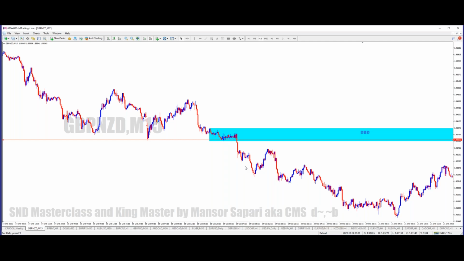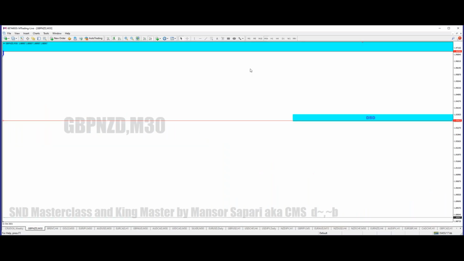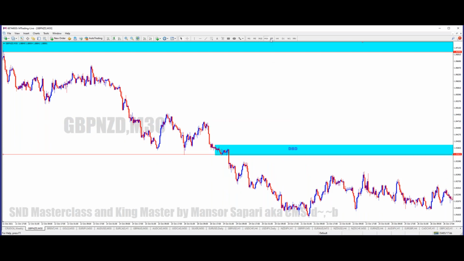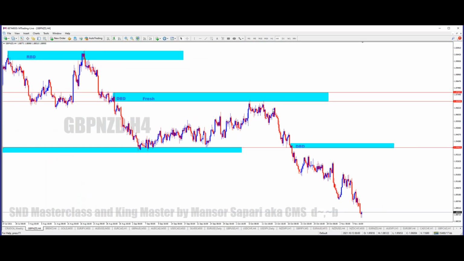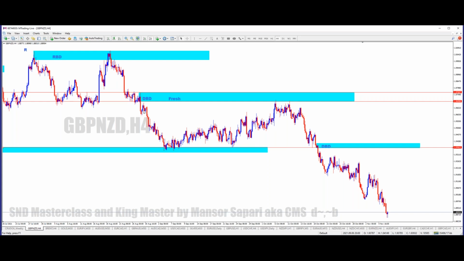Yes, basically it is a pause in rally or a pause in drop. That's why it is called a speed bump. You know speed bump. Price going down, and then it stops first, and then it goes down. So this is a drop base drop. At the top usually is a rally base drop. In the middle is a drop base drop. In the middle is rally base rally.